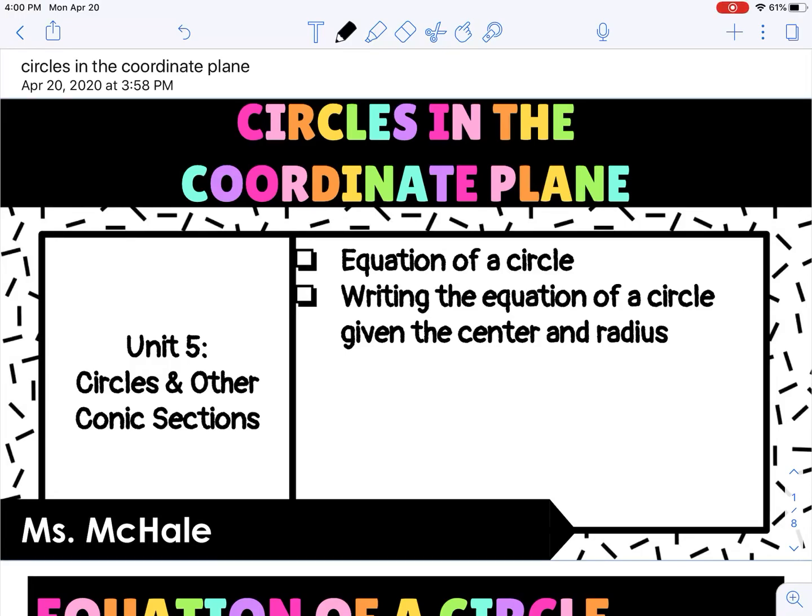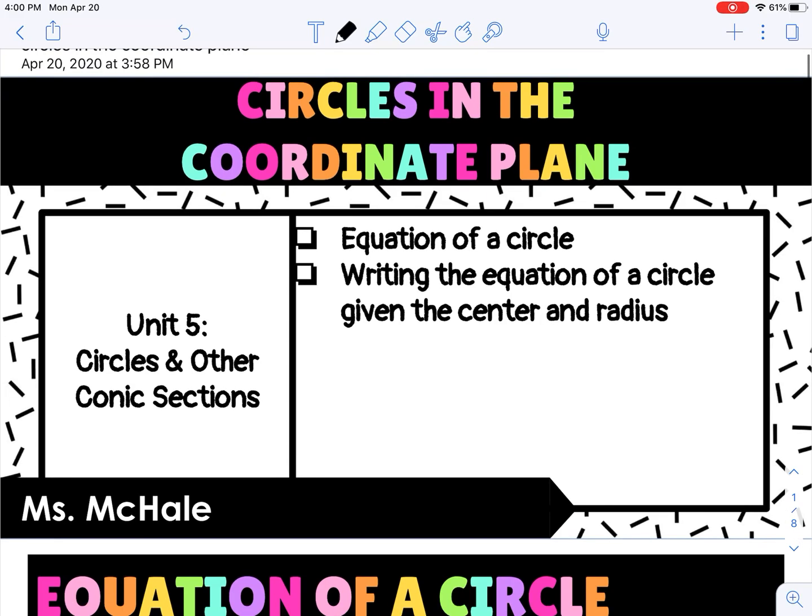Okay, today we're going to talk about circles in the coordinate plane. First, I'll explain to you what an equation of a circle looks like and the parts of it, and then we're going to practice writing the equation of a circle if I give you the center and radius.